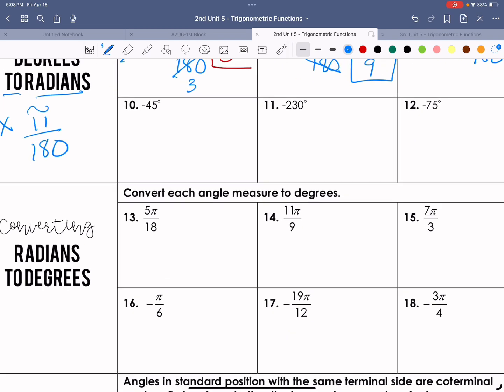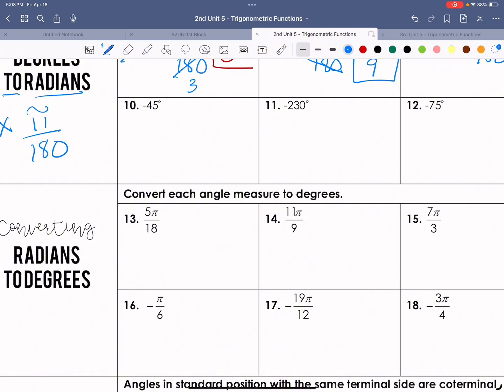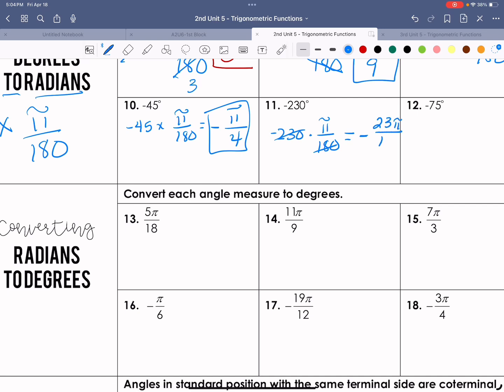All right, now for negative 45, we're going to multiply negative 45 times pi over 180. This will reduce down, so you'll get negative pi over 4. All right, negative 230 degrees. Convert it to radians. We're going to multiply times pi over 180. Your answer is going to be negative, and 230 and 180 will reduce down to give you 23 pi over 18. They just reduced by 10.